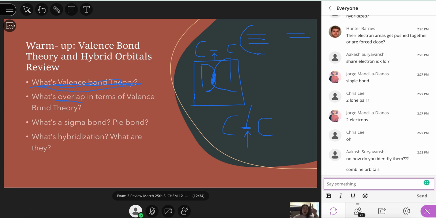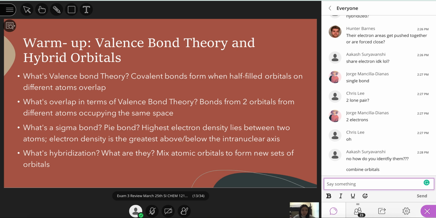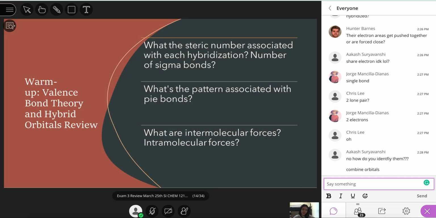Very similar, almost. Not combining, but rather mixing is the right word for it. You're mixing atomic orbitals to form new orbitals in the process. See, if you just guess, you might get it right. So you're basically mixing orbitals to form new orbitals. Those are the answers to that. You're forming new sets of orbitals.